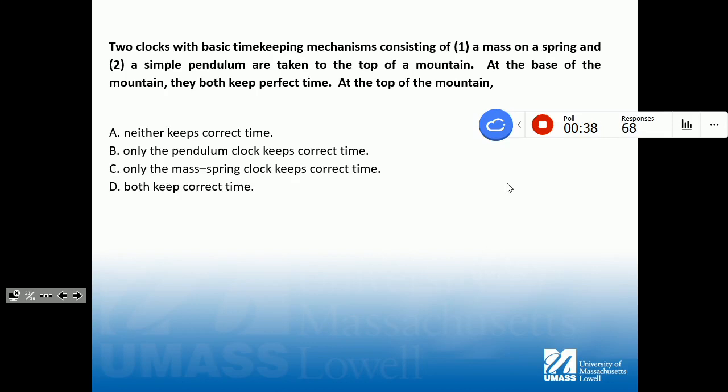What changes between the bottom of the mountain and the top of the mountain? Gravity is less, right? The further away you are from the center of the earth, the less gravity you actually feel. Which of these two timekeeping mechanisms depends on gravity? The pendulum. So the pendulum will not keep correct time. This makes sense? It will be slightly different, probably not measurably so, but it will be different. Everyone agree? Okay.